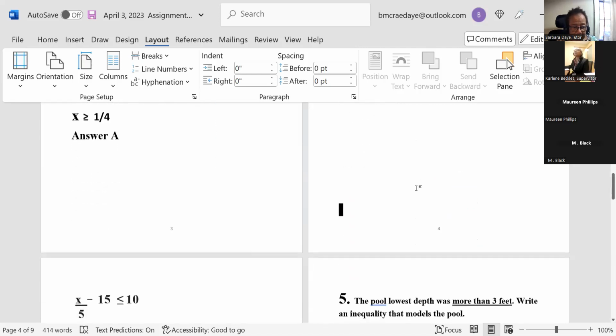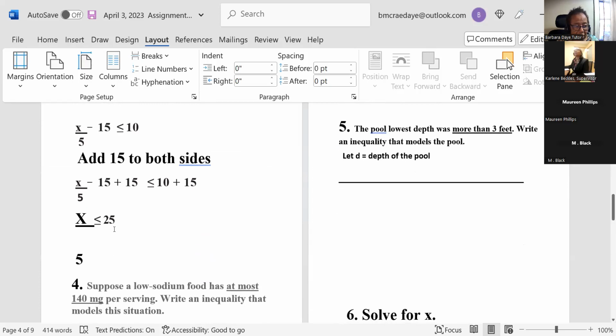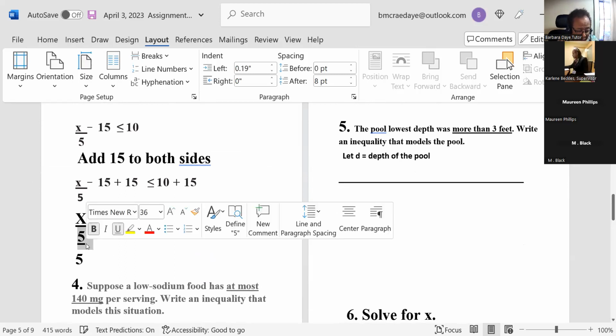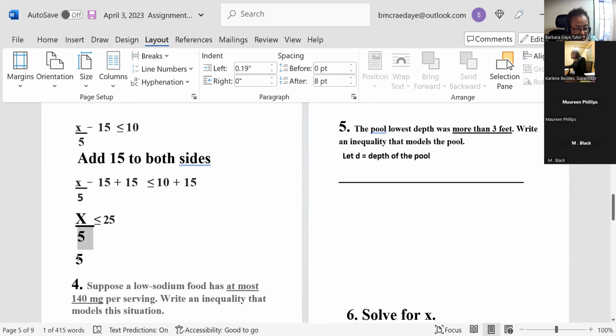Now let me put this all on the next panel so we can follow this through in one place. So now we've got x over 5. Take out the underline so it doesn't look confusing, and take out that extra 5. So we have x over 5 less than or equal to 25. Let's keep that little x there.